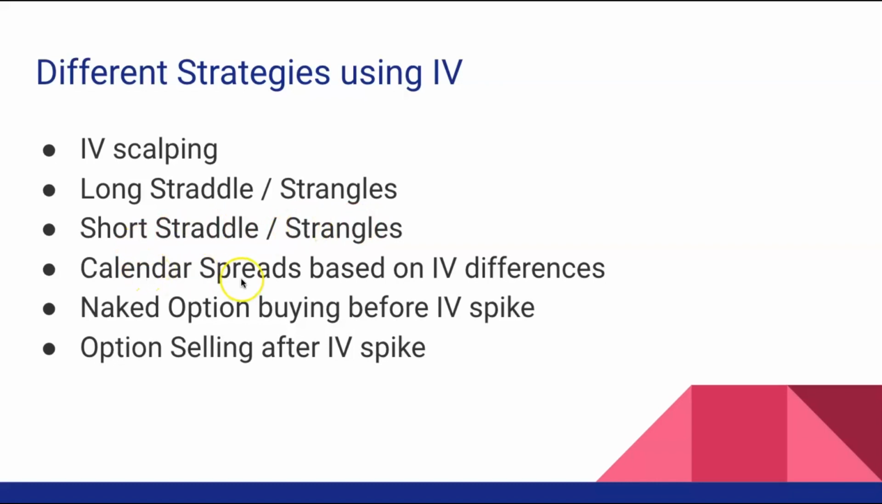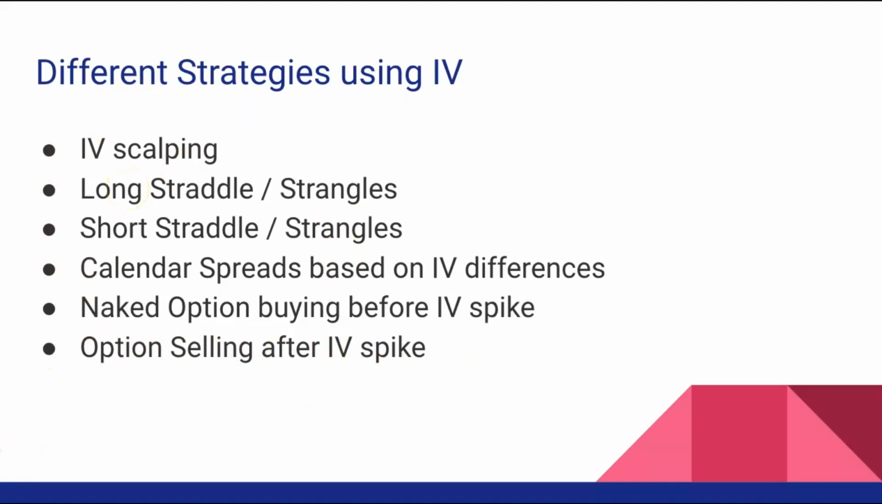And the fourth one is the calendar spread based on IV differences. This strategy is based on different expiry and different call and put spread. And this strategy is relatively safer compared to the second and third one. The fifth strategy is naked option buying before the IV spike. This helps option buyers catch the momentum before it happens. And the final strategy is option selling after the IV spike. Now I will cover all the strategies in detail.